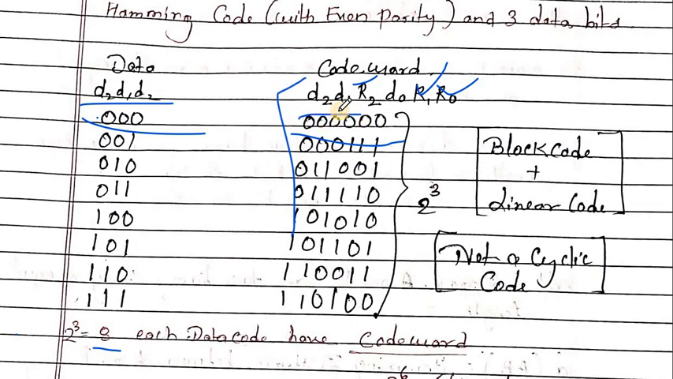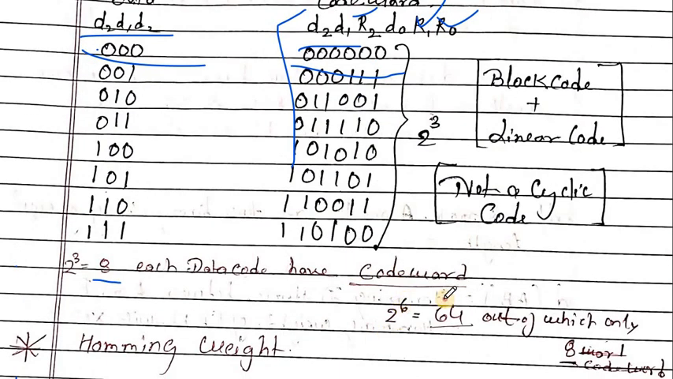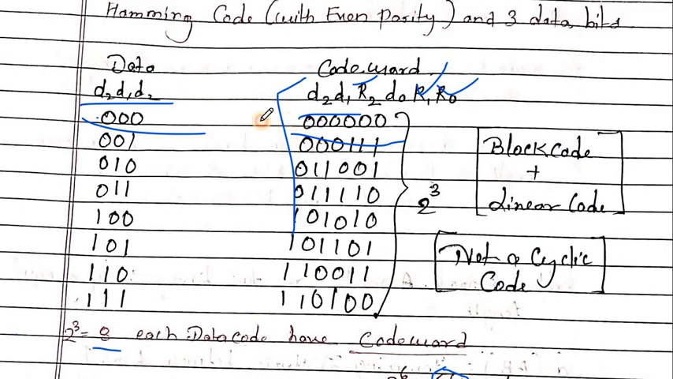For a 6-bit code, 64 code words are generated. Out of 64, only 8 code words are valid code words. These valid code words form a block code and a linear code. We have learned what a linear code is.